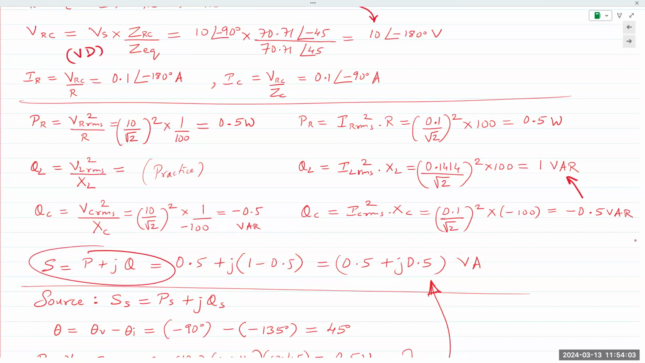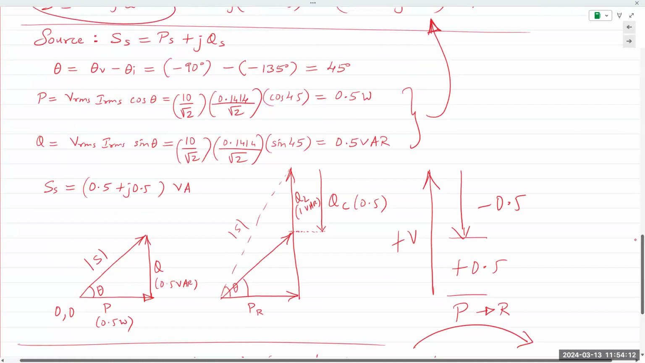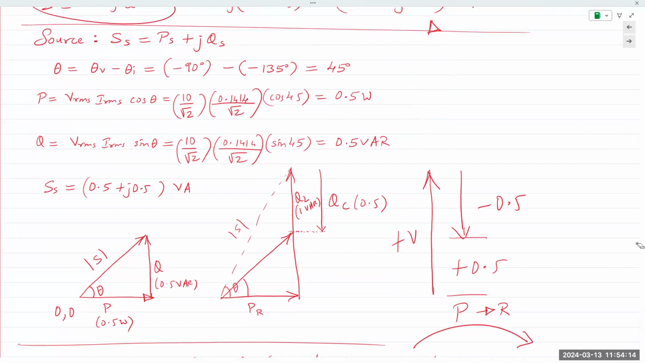Okay. Did you have a question? Okay. The other approach is to use the equations from the power triangle. Okay, power triangle. For a source, S is equal to P plus JQ. I put a subscript of S just to show that everything in that quantity is related to the source. SS is equal to PS plus J of QS.